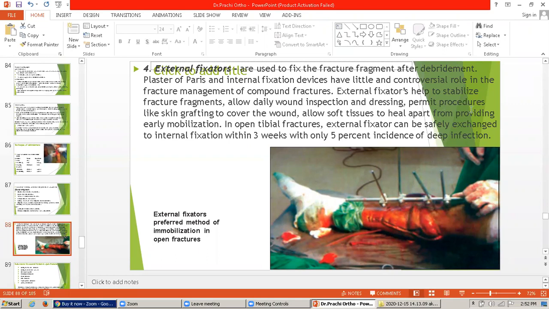It permits procedures like skin grafting to cover the wound and allows the soft tissue to heal, apart from providing early mobilization. So the external fixator is important for skin grafting to cover the wound, and in open tibial fractures, the external fixator can be safely exchanged to internal fixation within 3 weeks, with only 5% incidence of deep infection.